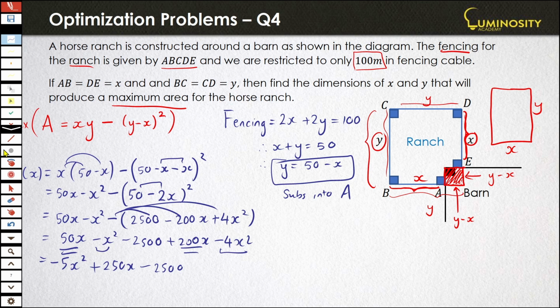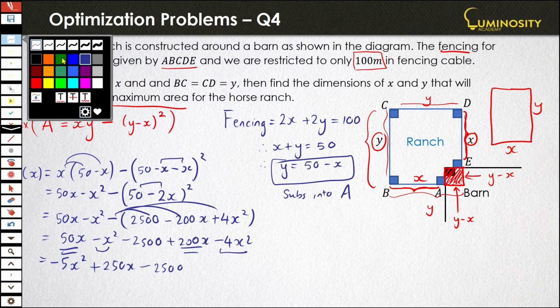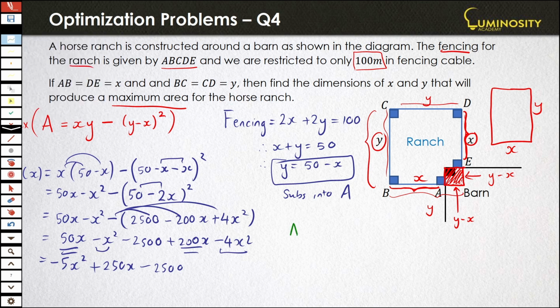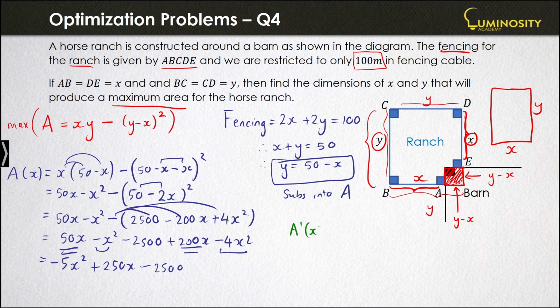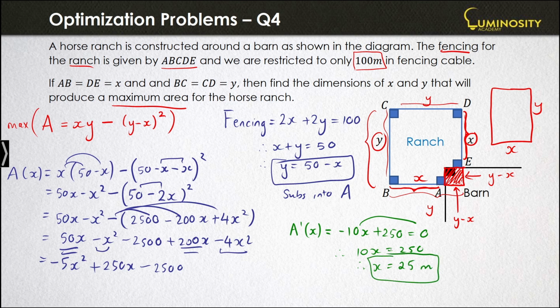So how do we find the maximum area? We need to find the first derivative, A prime of X. The first derivative is negative 10X plus 250, and that equals 0. Solving for X, I have 10X equals 250. Therefore, dividing both sides by 10, I get X equals 25 meters. Don't forget to put your measurement.